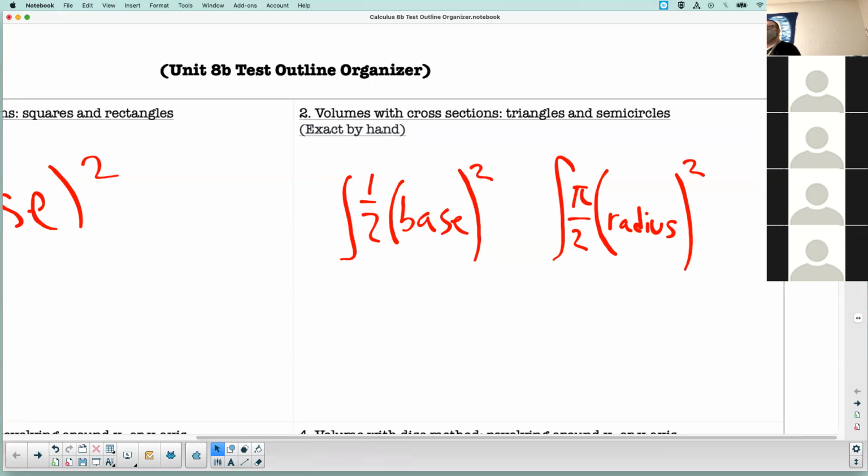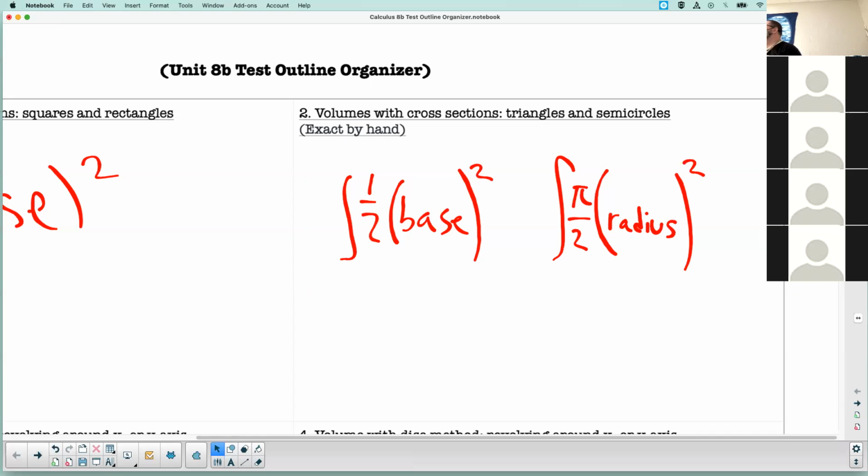Let's see. So number 2 has the exact same details as number 1. If it's perpendicular to the x-axis, it would be all x values. If it's perpendicular to the y-axis, all y values. Anything somebody wants to ask about number 2?